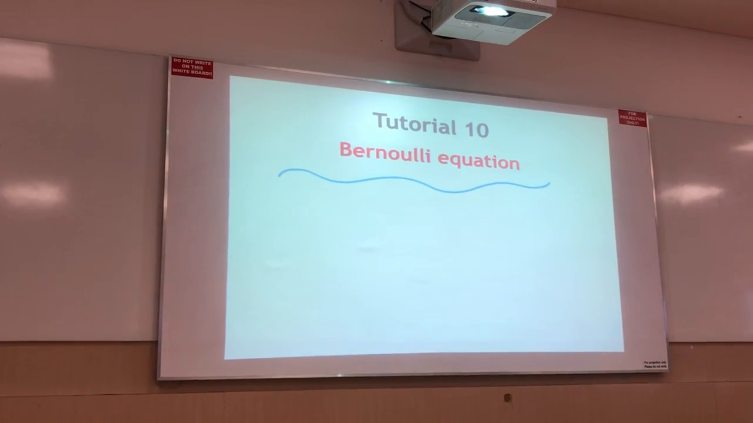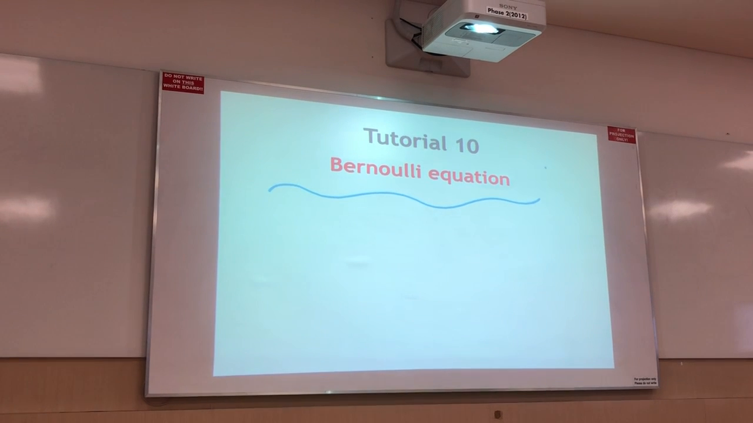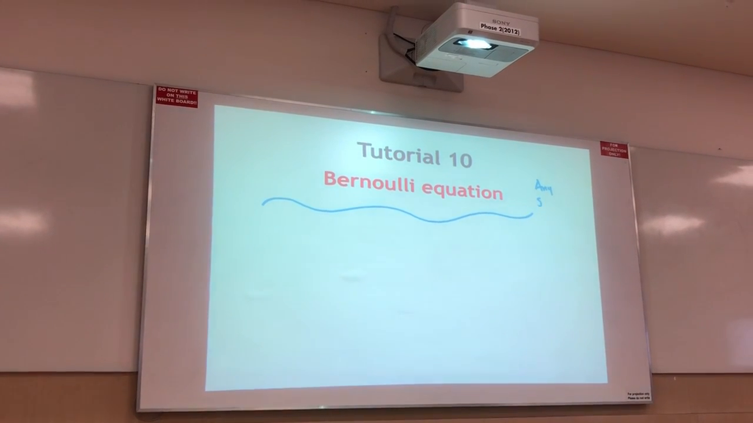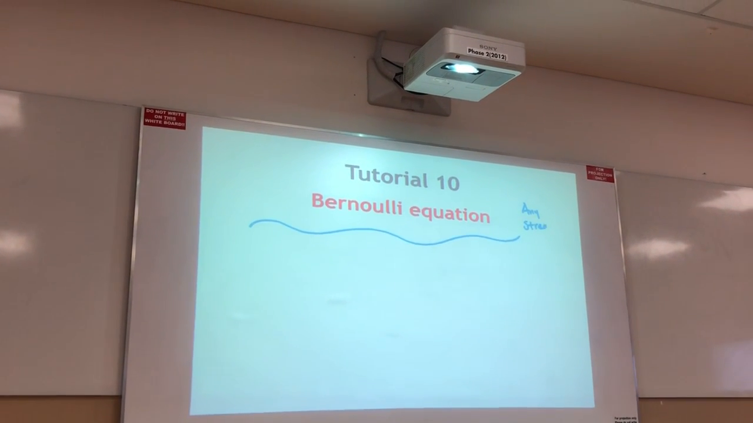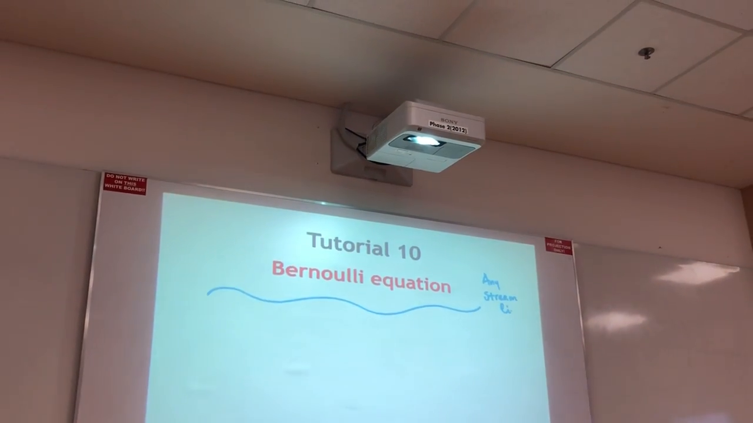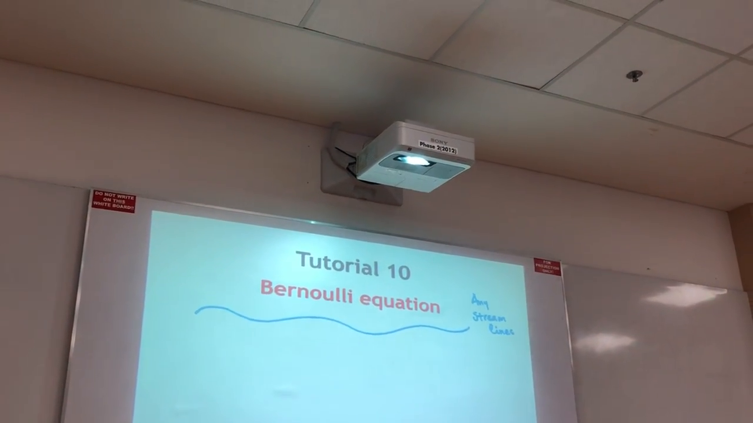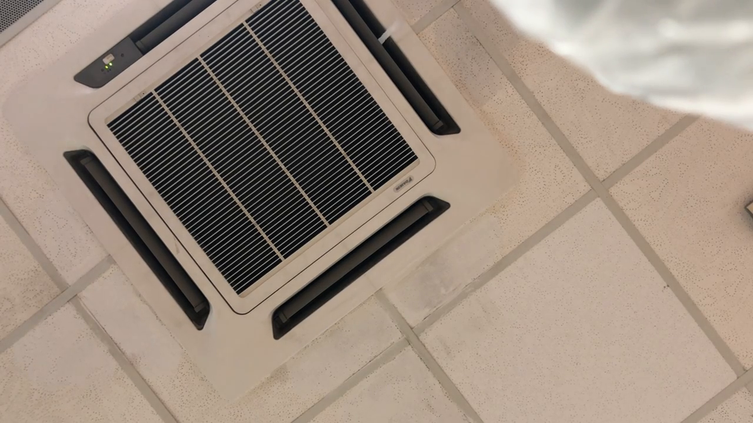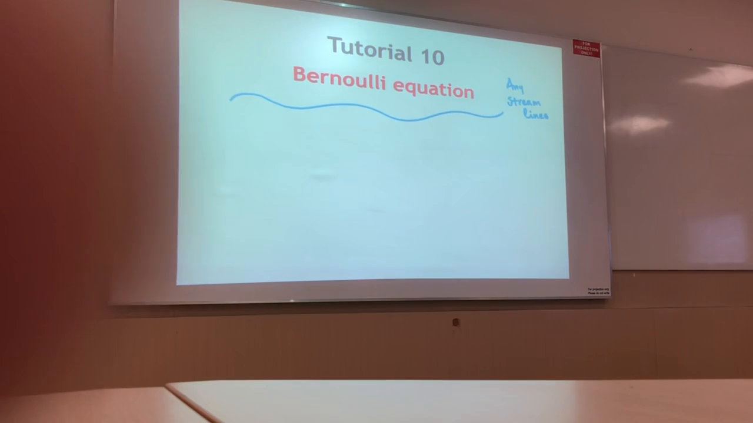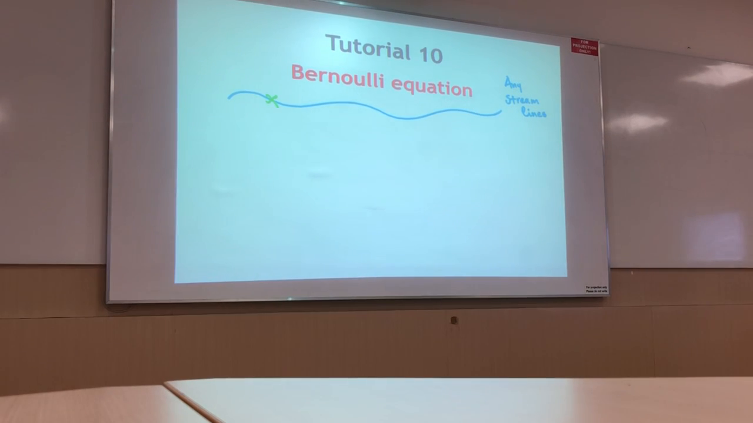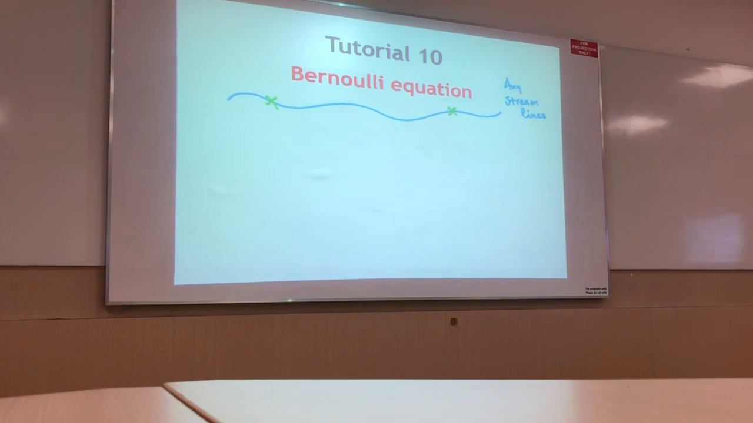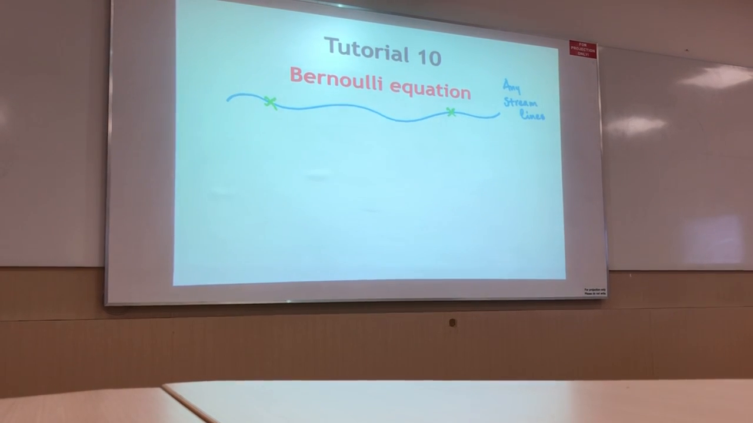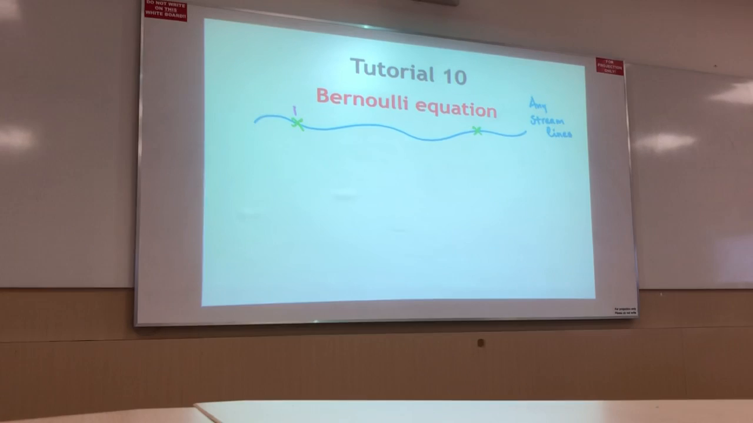Alright? So for example, it should be any streamline. Any of these streamlines. Now, for example, I can choose any point here, right? Any point here. In both cases, we can apply the Bernoulli's equation between point 1 and point 2.